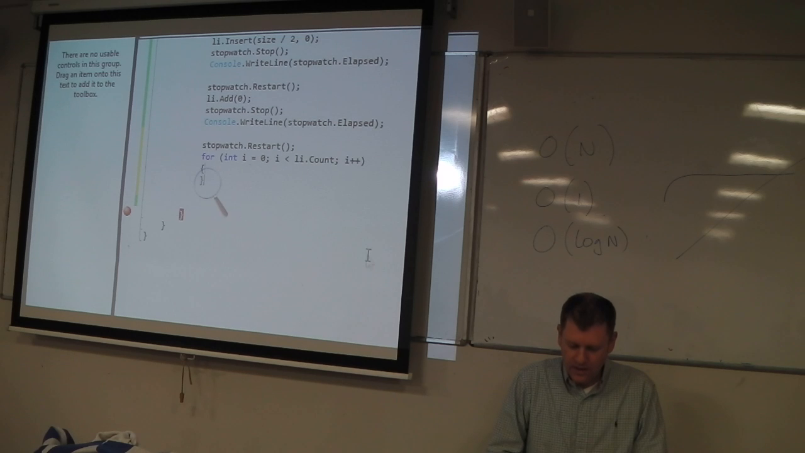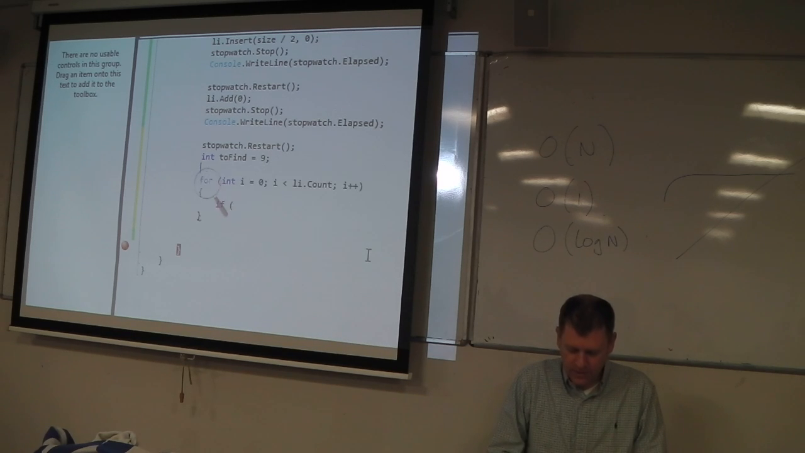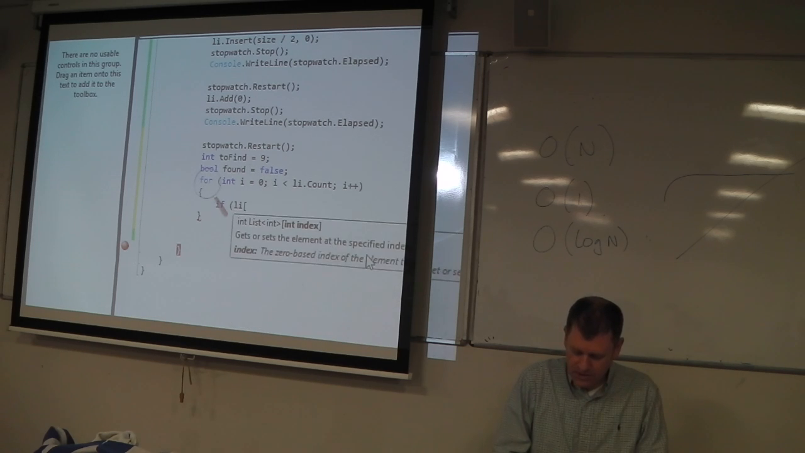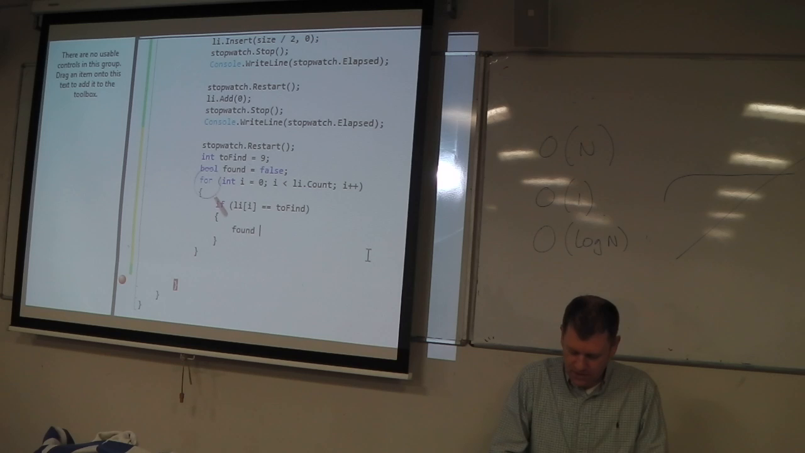Okay. And now I just want to go something like toFind equals 9, it doesn't really matter, but I just want to make sure that this code gets run. Okay, and bool found equals false. Alright, so I'll just write a little for loop. If li at position i is equal to toFind, this is the only way. The only way to search an array is to go through it element by element, right? If we found it, then I'm going to set found to be equal to true.